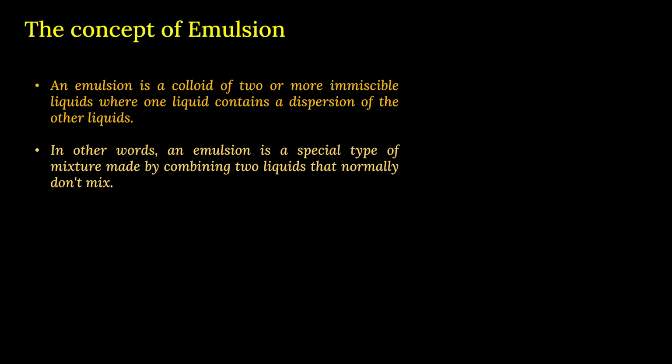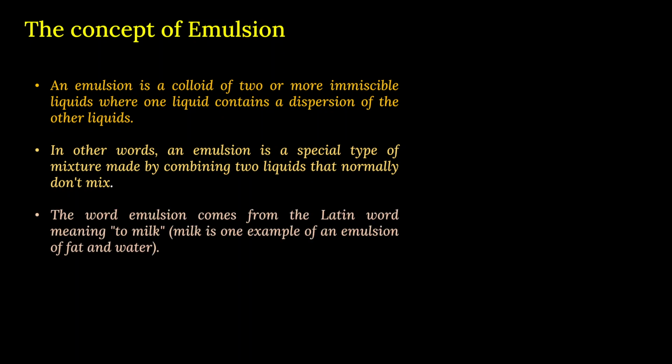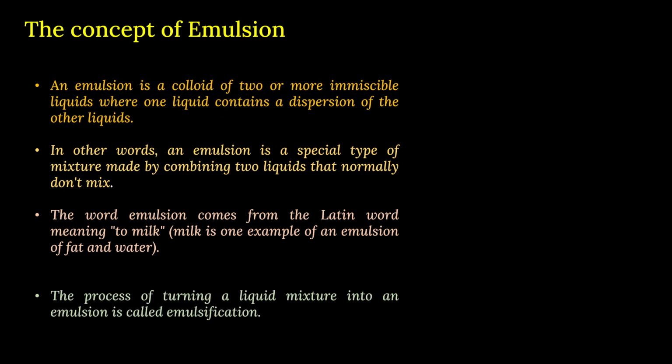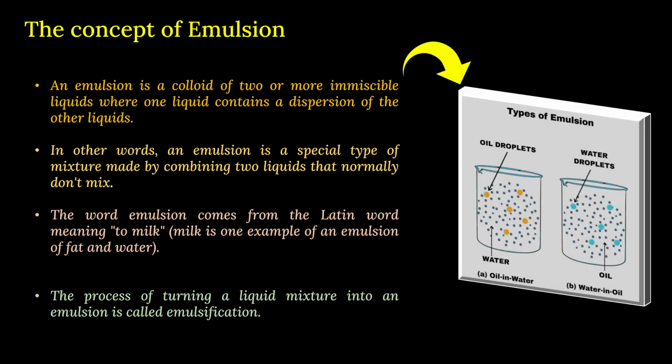Let us try to explore this word emulsification in a better way. The word emulsion comes from the Latin word meaning to milk. And my dear friend, milk is also an example of an emulsion of fat and water. The process of turning a liquid mixture into an emulsion is simply called the emulsification process. Let us look at this illustration here.